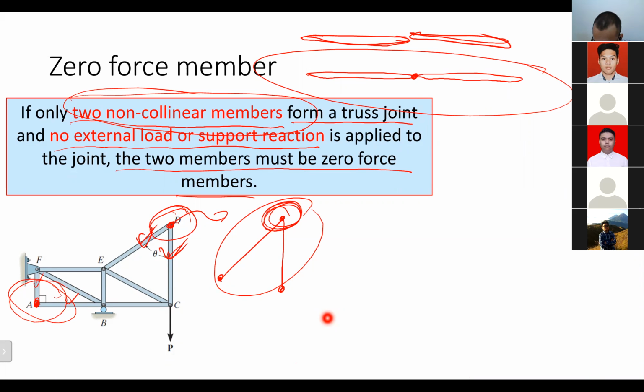Then it is a zero force member. AF, yes, correct. AF, AB, CD, DE, those four are zero force members.